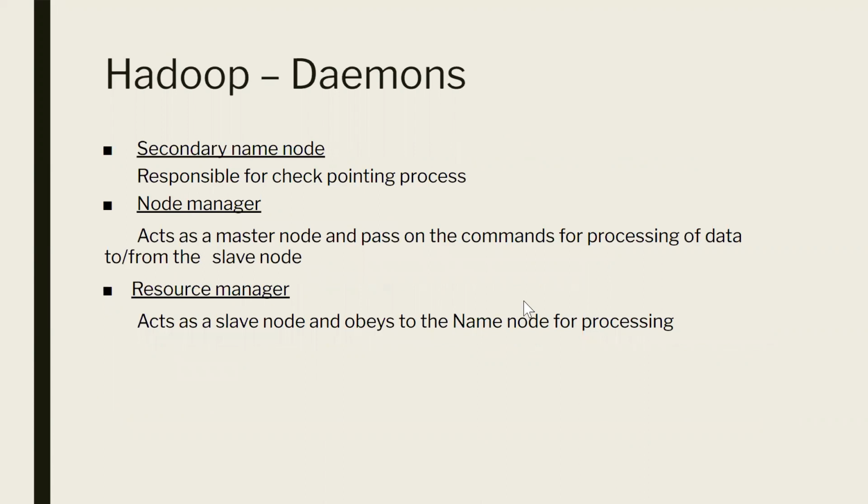Okay, Hadoop daemon secondary name node. Again, we have gone through this. Node manager acts as a master node and passes on the commands for processing of data to and from the slave node. Resource manager acts as a slave node and obeys the name node processing. Simple.